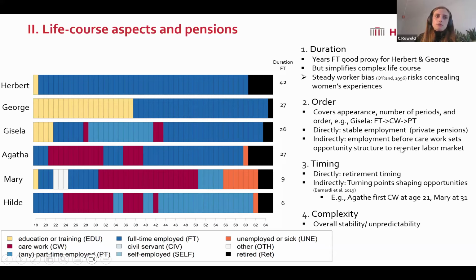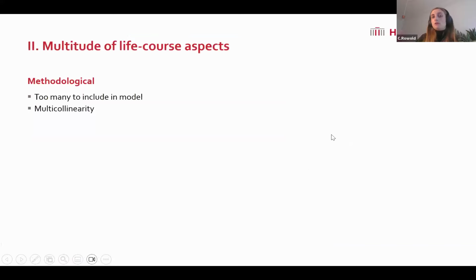Okay, so that's maybe enough on the different life course aspects, but you can maybe imagine that if you want to include all these different aspects and then also apply them to all these different categories, we end up with a huge set of variables. And that's often challenging, first in our models, because there are just too many to include in one model. We might run into multicollinearity problems.